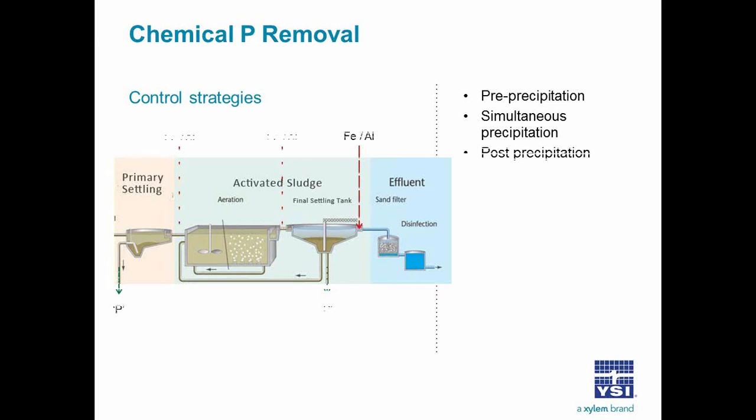Post-precipitation involves adding iron downstream from the final settling tank to be removed in the sand filter or a tertiary clarifier. In either case, often the P will end up being recycled back to the primary sludge. And in order to achieve the lowest limits, multiple dosing points will likely be required.